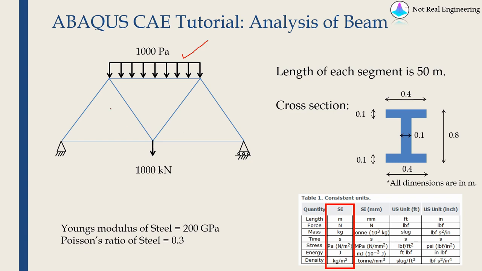So geometry is pretty simple. Length of each segment is 50 meters and the cross section of the beam is shown over here. It is an I cross section and all the dimensions required for the cross section are given over here. Material we are assuming is steel and we will stick with the SI units.